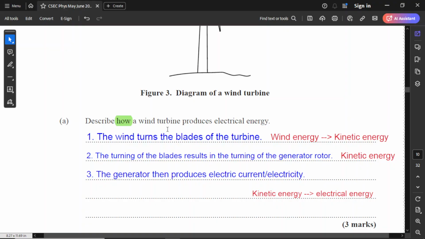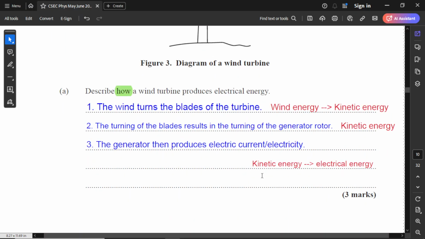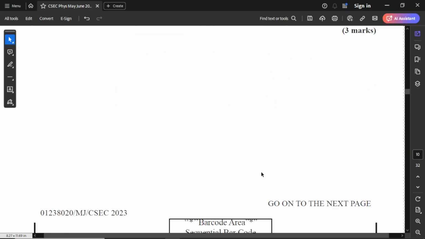And you can actually do it in 2 ways. I have one in blue, one in red. And so let's go with the one in blue, which can explain the one in red as well. It said the wind turns the blades of the turbine, and this is converting wind energy to kinetic energy. So wind into motion. And then the second thing that will happen here is that the turning of the blades results in the turning of the generator rotor, and that is producing kinetic energy. All right, you may say kinetic energy. And the third thing that will happen here is that the generator then produces electrical current or electricity, and that is converting kinetic energy into electrical energy. All right, and that will be our 3 marks.